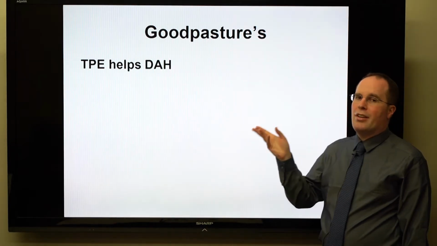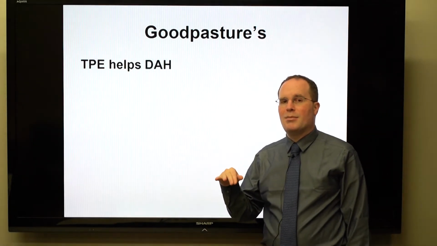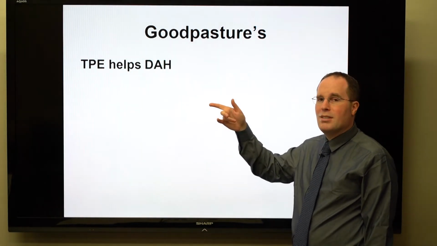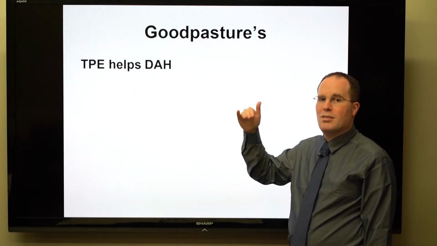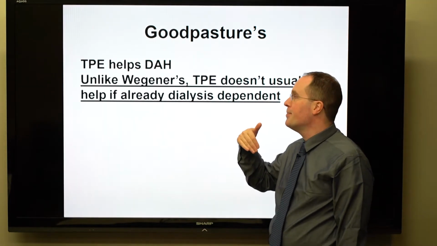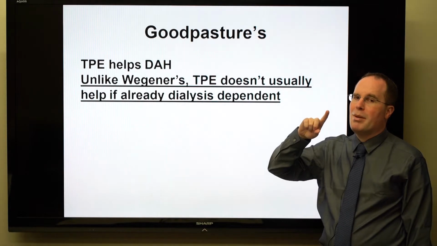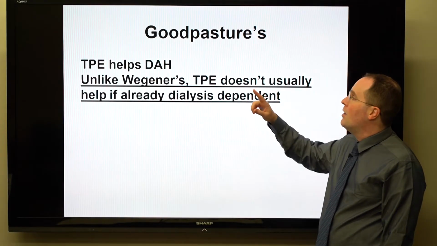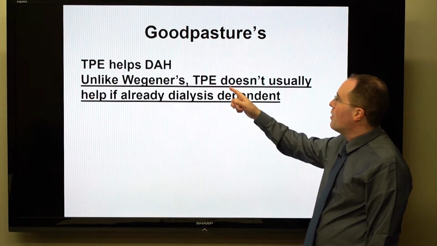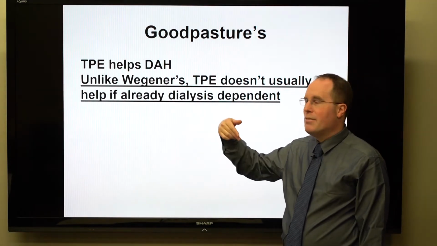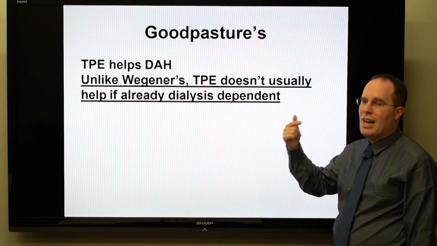So just like all the other ANCA vasculitis diseases, including GPA and Goodpasture's, plasmapheresis helps most patients with diffuse alveolar hemorrhage, but Goodpasture's is a little bit exceptional, right? This might be some pimp questions. In Goodpasture's, plasmapheresis usually does not help regain kidney function if the patient's already dialysis dependent.